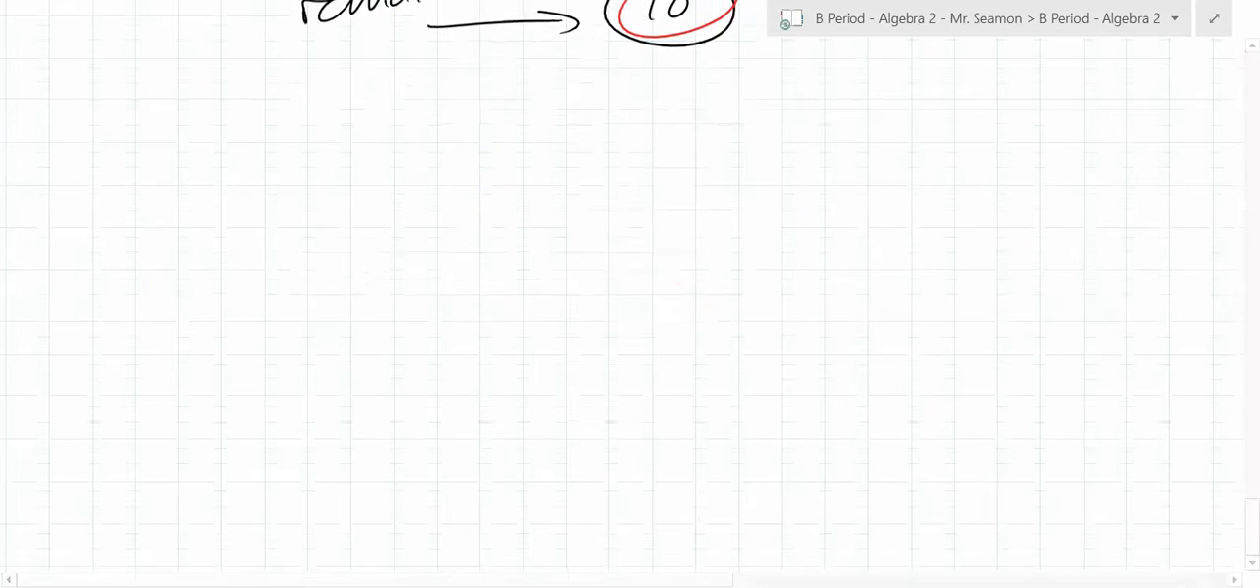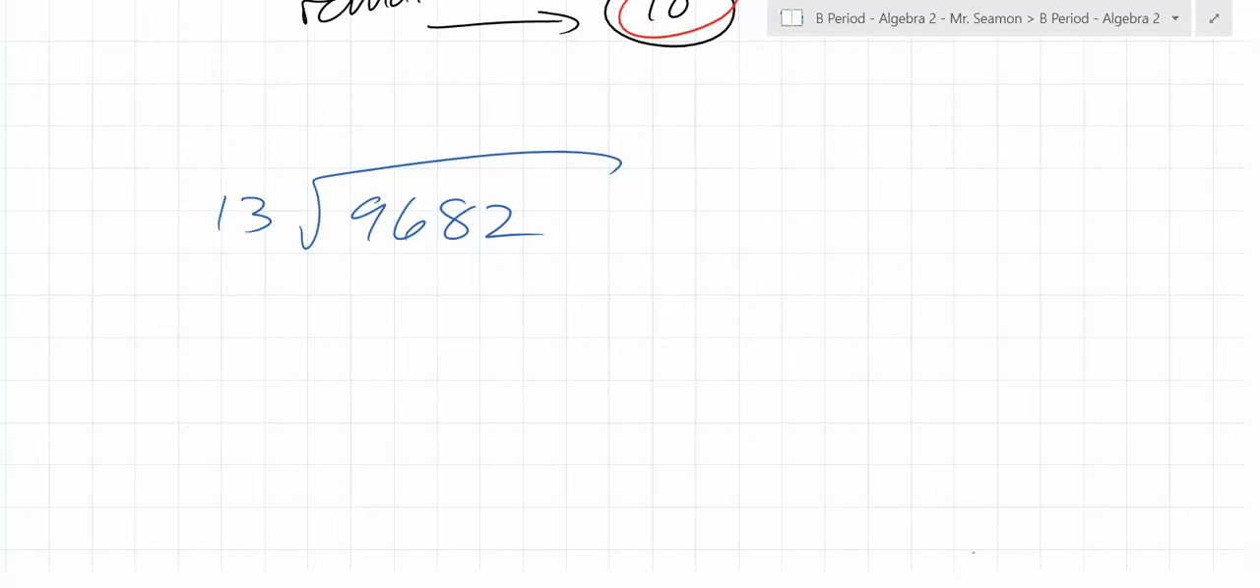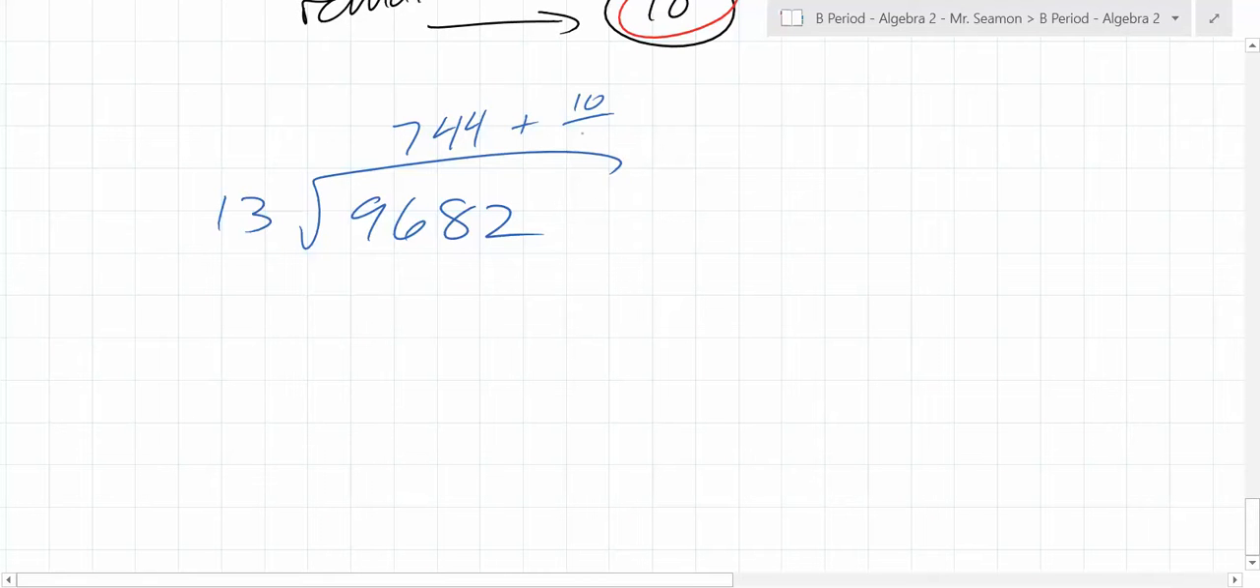So do this for me. Do 13 into 9,682. Do that division by hand for me. What did you get? Over 13? No, it's 744 plus what? Over. Who agrees with that? Yes. Who agrees with that? So let's do it out. Let's see if it actually works out here.